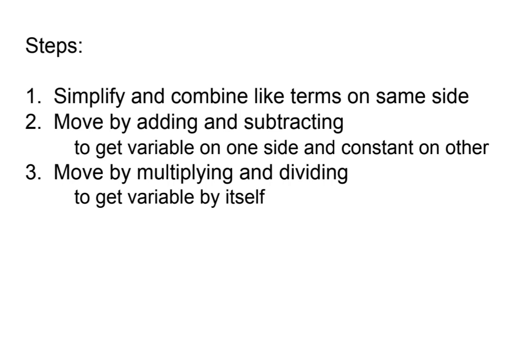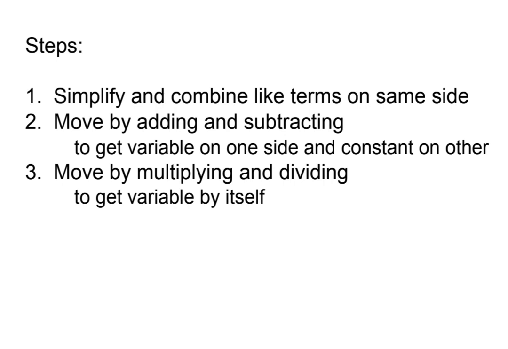So everything on the left that you can do and put together you should, everything on the right of the equal sign you should do if you can. This step can be sometimes non-existent and other times can be a lot of work. It just depends on the equation. Once you've got everything simplified and put together that you can on each side, we're going to start moving things from one side of the equal sign to the other.